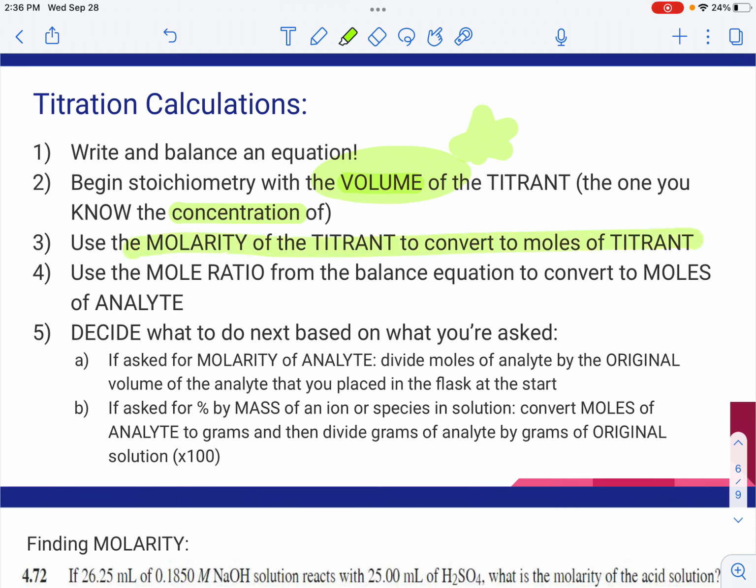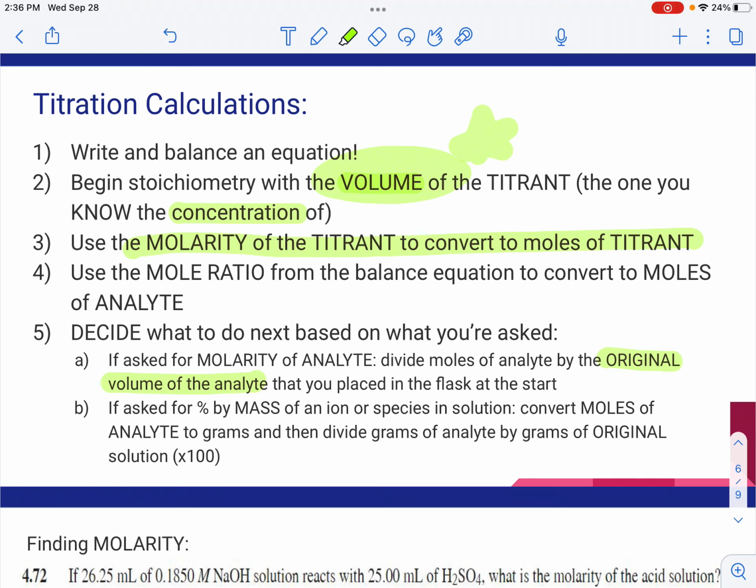Use your mole ratio from your balanced equation to convert to the moles of the analyte, because we're going to be trying to figure out something about the number of moles or the amount of the solute present in the analyte. And then you're going to decide what to do next based on what you're asked. So if you're asked for the molarity, you'll already have moles, and you can divide it by the original volume of the analyte. This is where you have to think about what you're doing. When you're doing limiting reactant and what's the new concentration after you pour two things together, then you're using new volume to find new concentration.